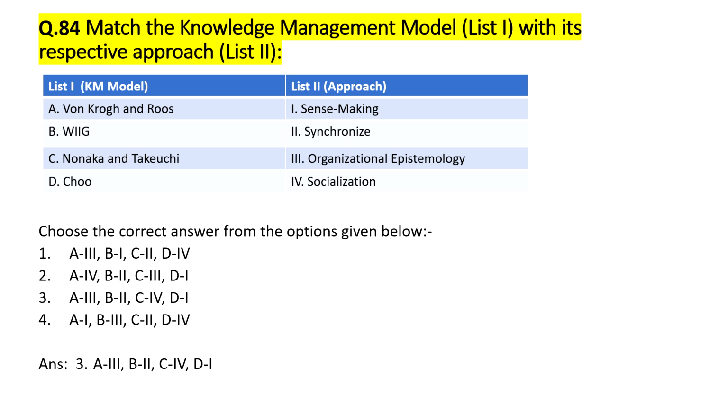In question number 84, we have to match the knowledge management model with its respective approach. The correct answer of this question is option number 3, according to which Von Krogh and Roos model is related to organizational epistemology approach, Wig model is related to synchronized, Nonaka and Takeuchi model is related to socialization, and Chu model is related to sense-making approach.